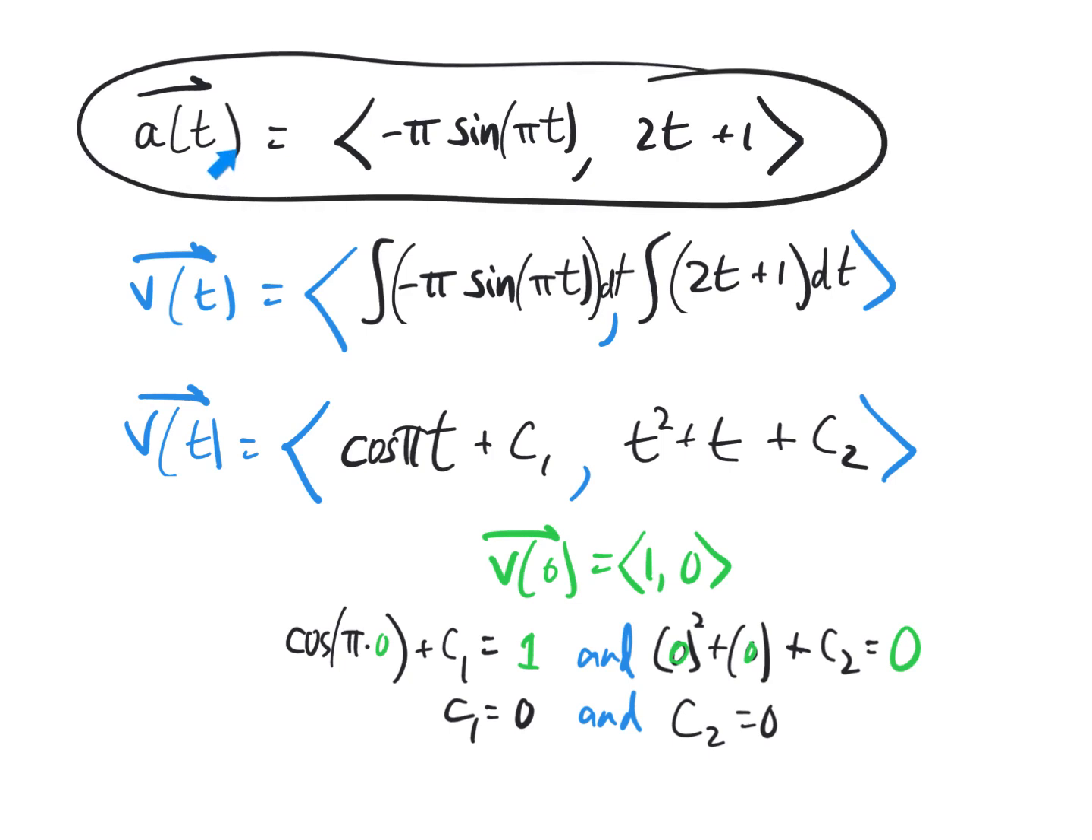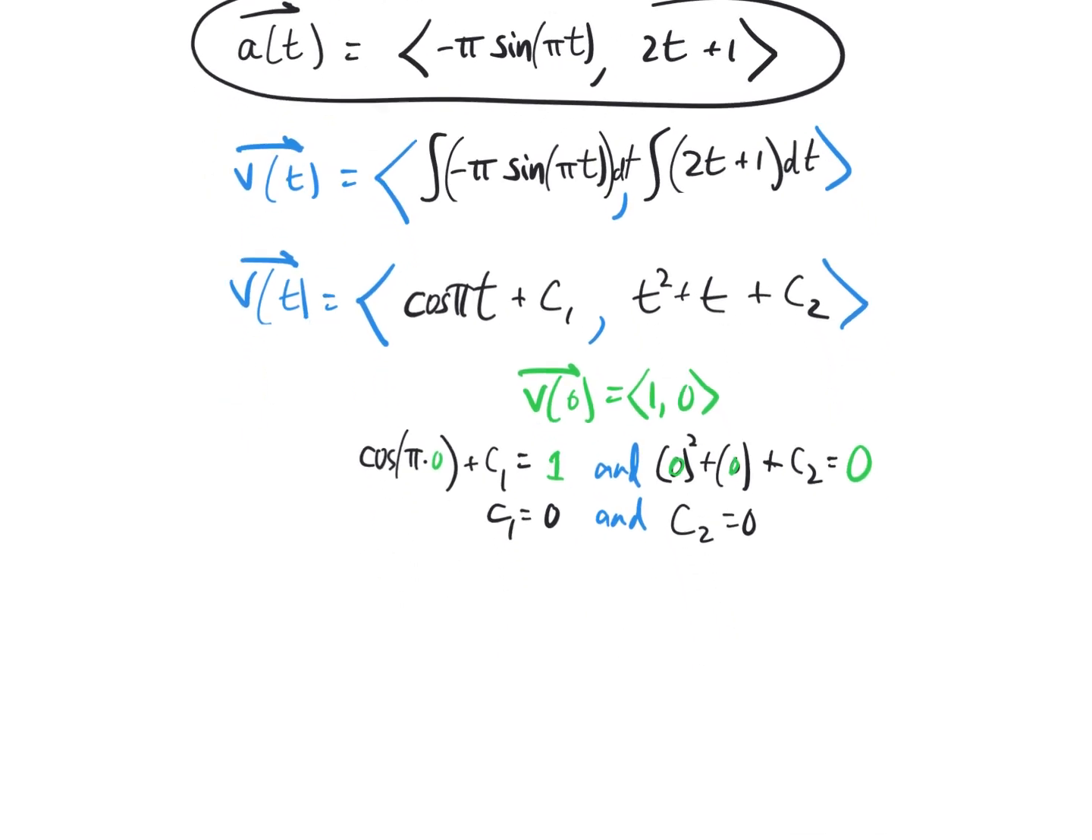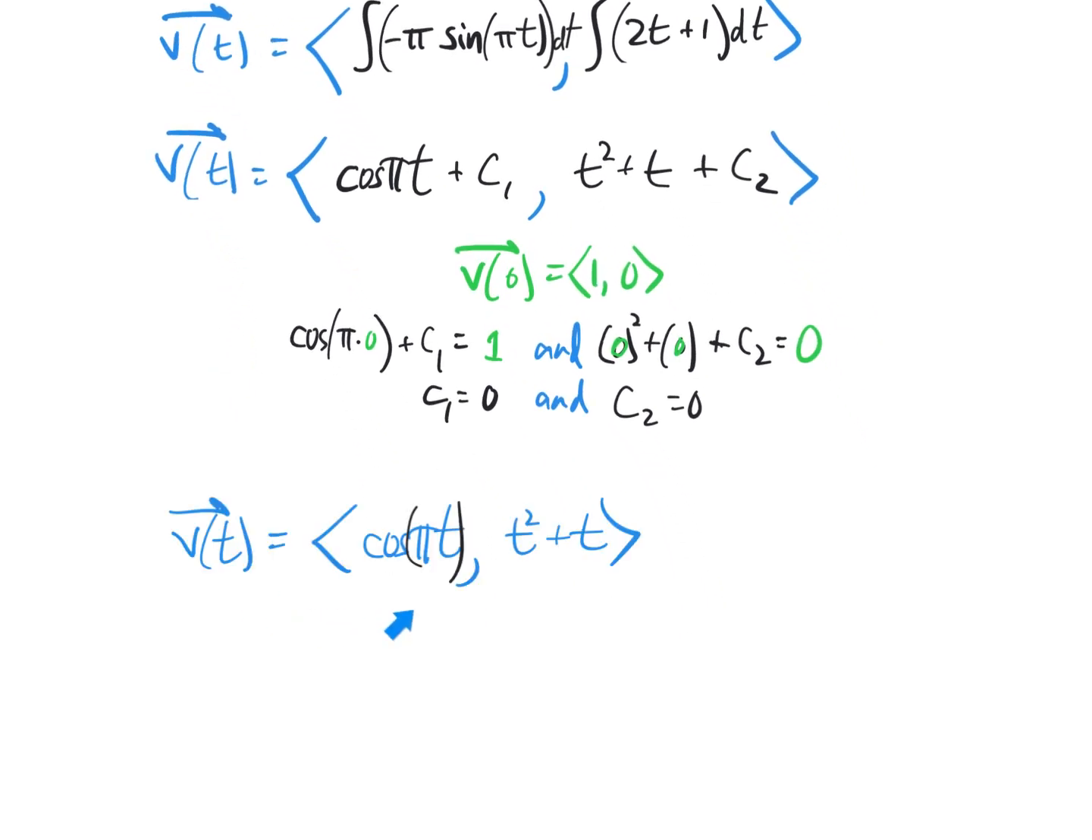Since we're talking about the velocity vector when t is 0, we need to go from the acceleration to the velocity vector by doing the integral. When you do that, don't forget about your constants. To find the constants, we can use this initial value when t is 0. The horizontal and vertical components were 1 and 0, so the constants are 0. Therefore, this is our velocity vector.